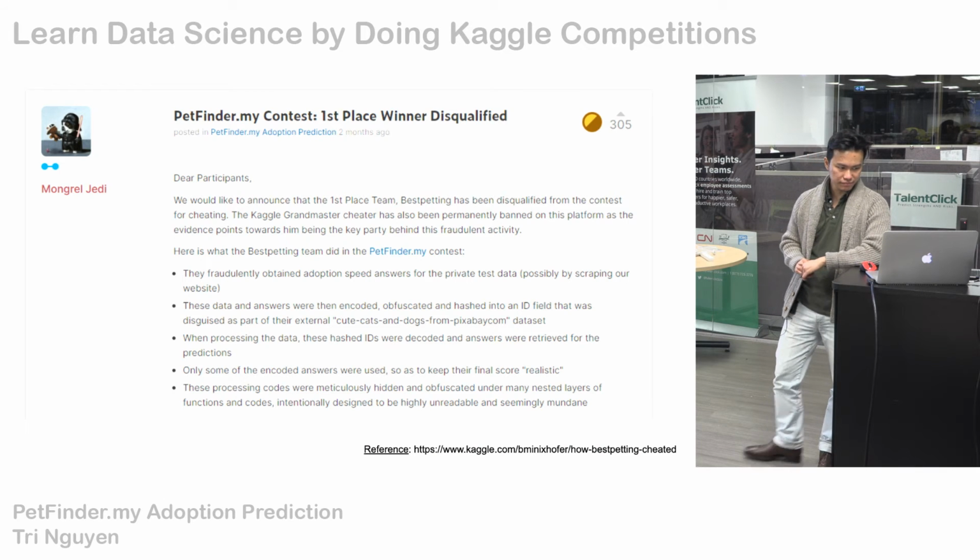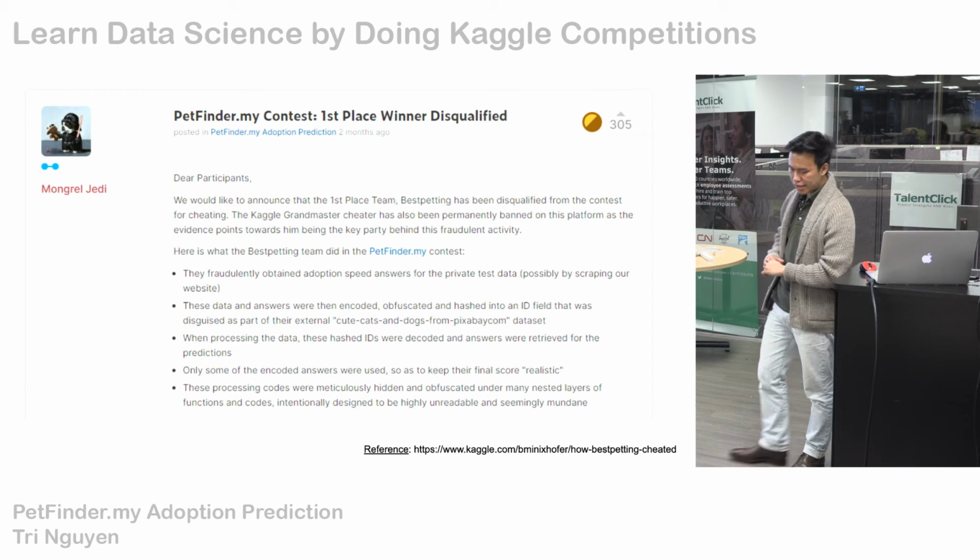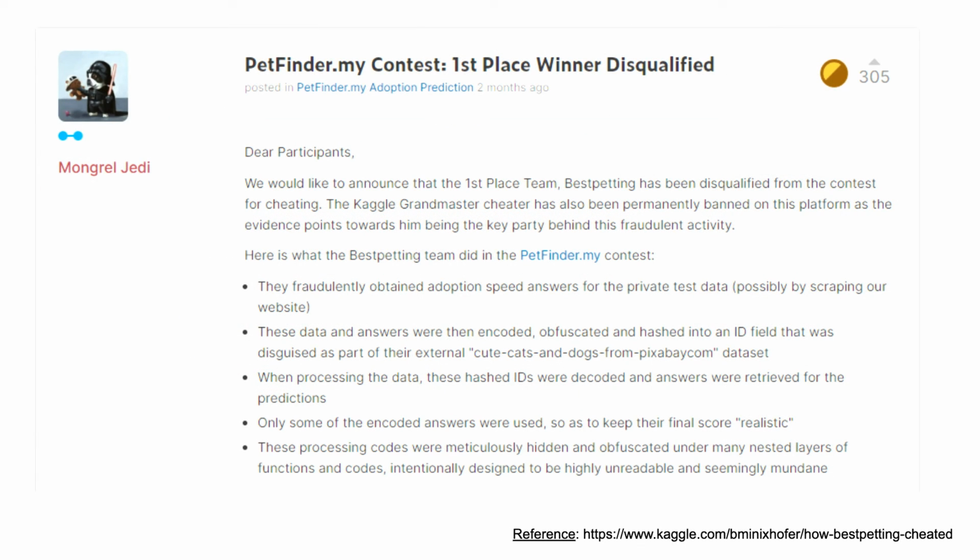So the way this Grandmaster cheated is that, in a way, he was able to obtain the true label to the test data set by scraping. It's assumed that he scraped the website of PetFinder.my, and he was able to find the true label for all the pets available up there. And he encoded that label together with the pet ID into a private, an external data set. It's called the cute cats and dogs from pixabay.com.